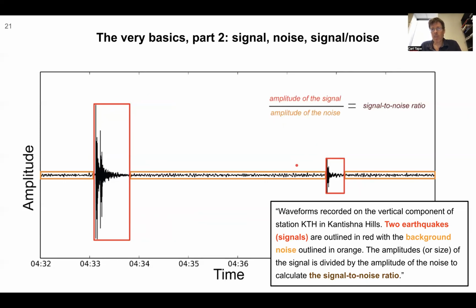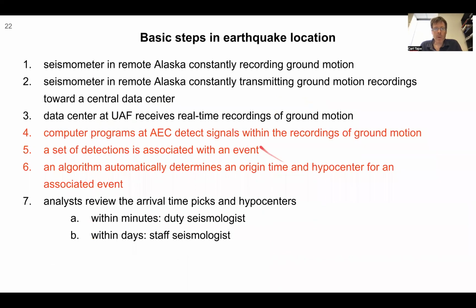And this concept is necessary for how computers automatically detect that there might be an event on a particular live recording of ground motion. Okay, moving on to how computers detect and locate earthquakes. So these, 4, 5, and 6, are really looking at the computer and automated portion of this.